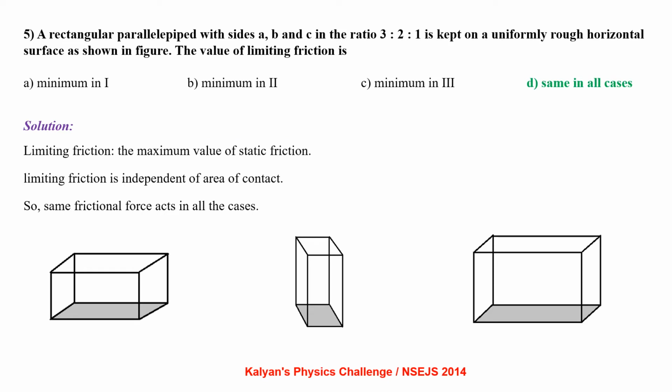A rectangular parallelepiped with sides A, B and C in the ratio 3:2:1 is kept on a uniformly rough horizontal surface as shown in the figure. The value of limiting friction is? Limiting friction is nothing but the maximum value of static friction. It is independent of area of contact. So, same amount of frictional force will act in all the three cases.